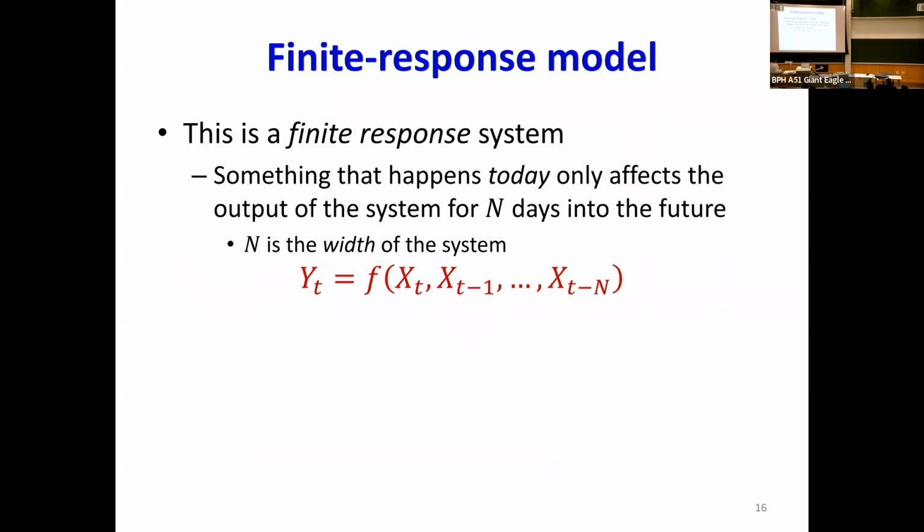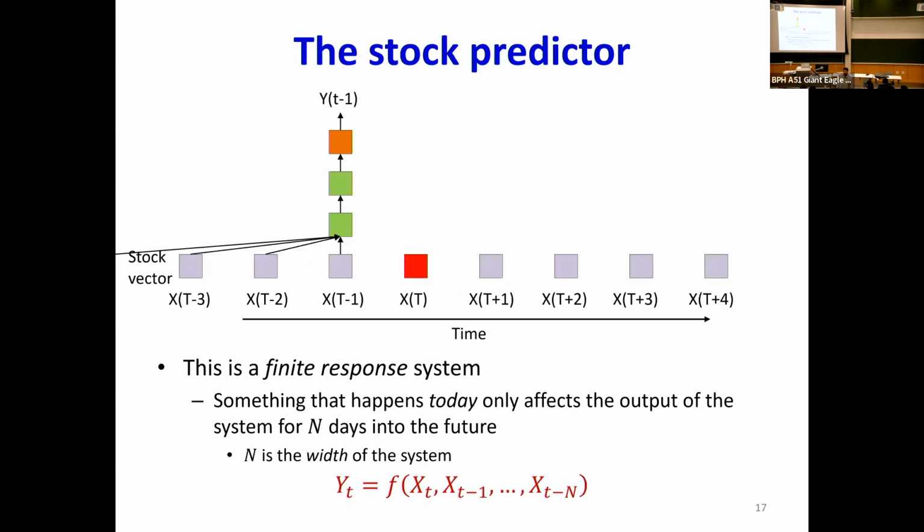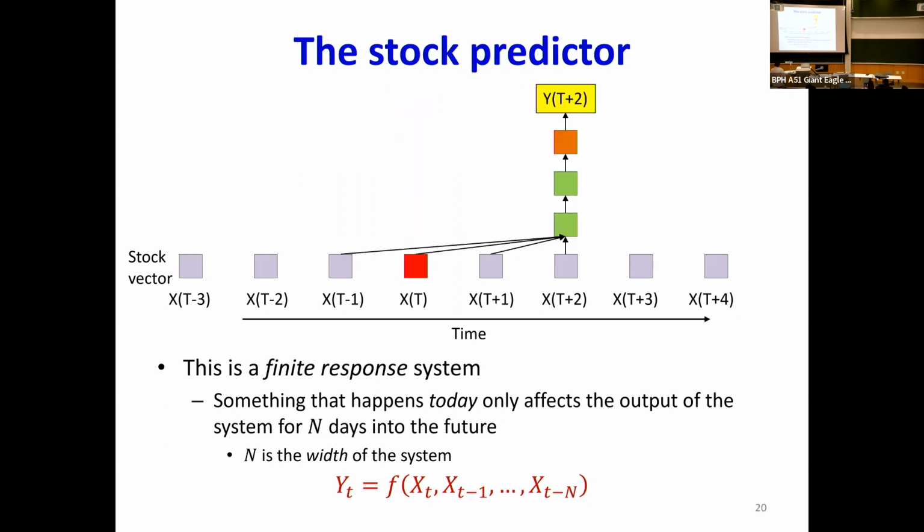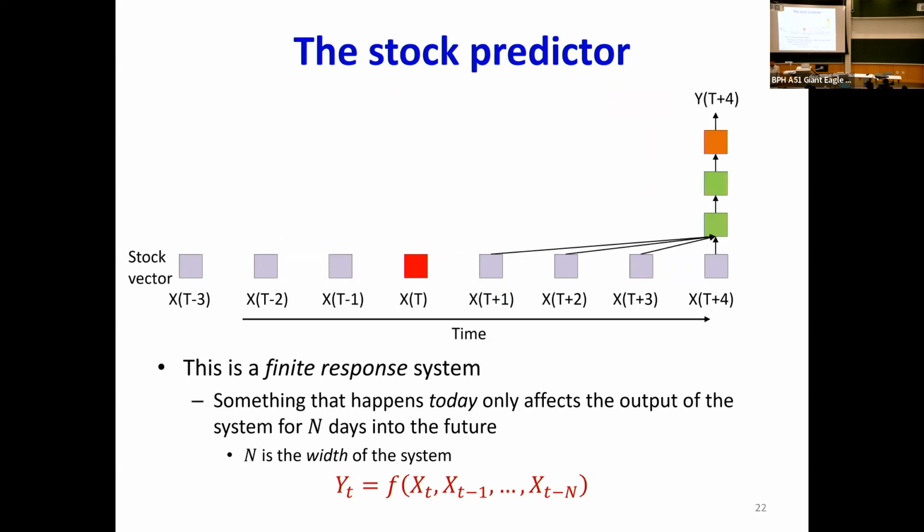This is a finite response system. What I mean by finite response is that something that happens today is only going to affect the output for a finite number of days in the future. So here, for instance, consider the red box. Assume that some event happened on day T. As you begin making predictions, the red box has no influence on any output in the past. It only begins influencing outputs when you actually begin using it to make predictions. It will continue influencing the output, in this case for 4 days, and then on the 5th day, it no longer has any influence. So any given input has influence for a finite period of time. So the response is finite in time. This is a finite response system. Anything is going to affect the output only for a limited amount of time.